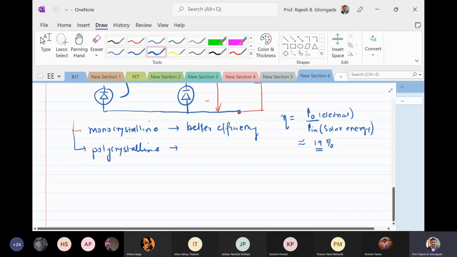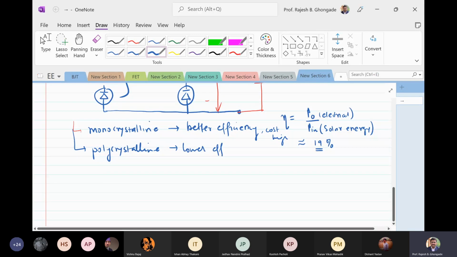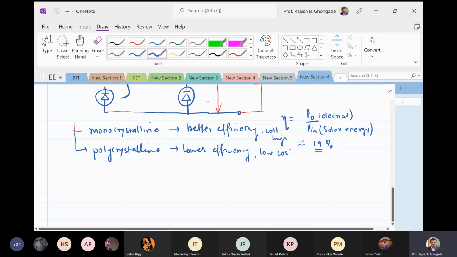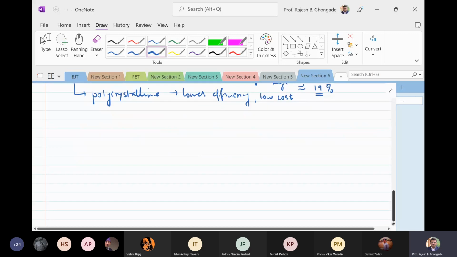So monocrystalline gives better efficiency, but their cost is high. Polycrystalline has slightly lower efficiency, but low cost. For those who are interested more in solar cells, they can consult better sources. So that was the solar cell or the photovoltaic cell.